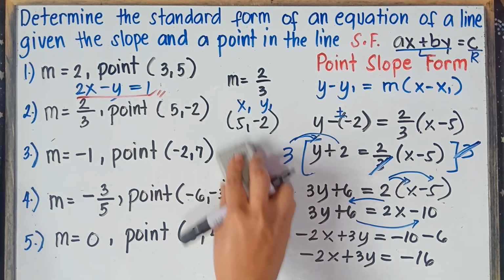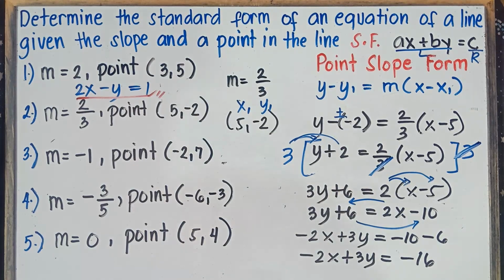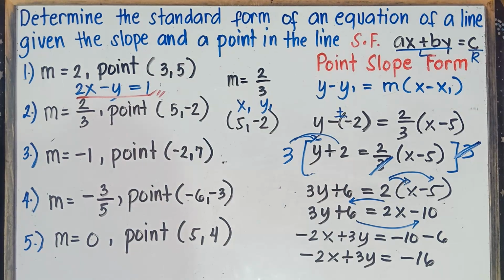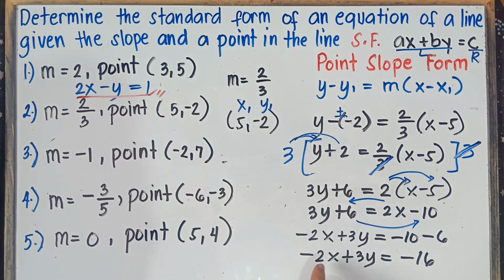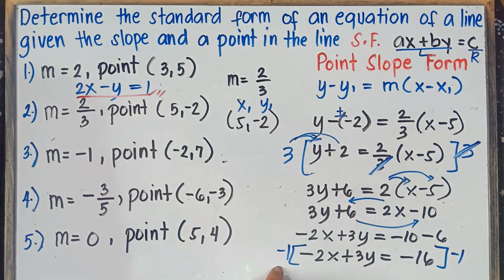Now, question, class, is this our final answer? Nope, this is not yet our final answer, class, because we have negative 2x. The number before x is a negative number. We need to have a positive number before x. So, therefore, class, we need to multiply both sides by negative 1. Alright, so negative 1 times negative 2x, it will become positive 2x.